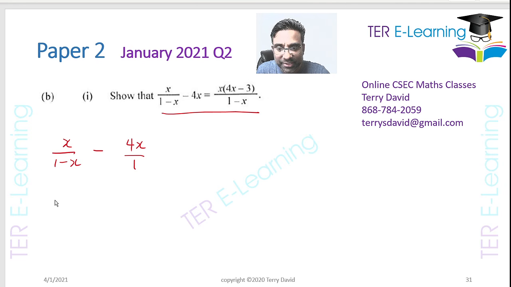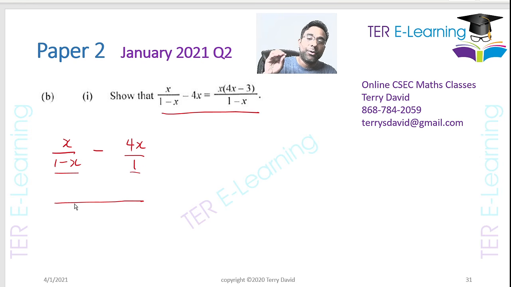Now, what we're trying to do here, we are adding two fractions, right? So we're going to add two fractions like we normally do. So this here is my denominator in my first fraction, and this is my denominator in the second fraction. So we have 1 minus x and we have 1. In this case, my LCM is simply going to be 1 minus x.